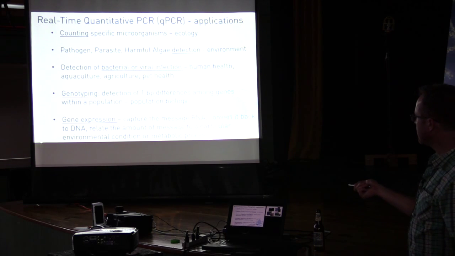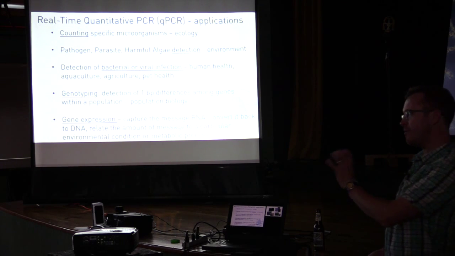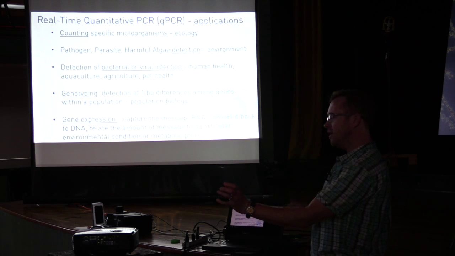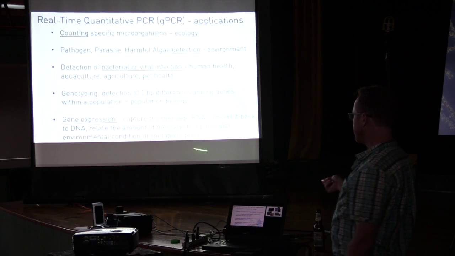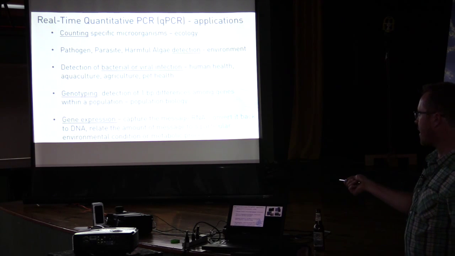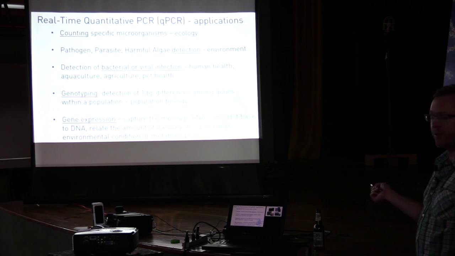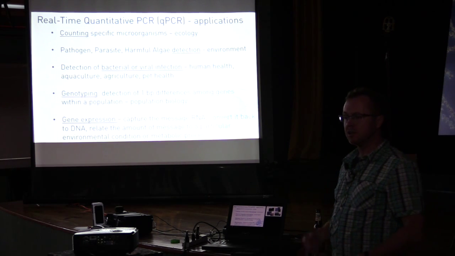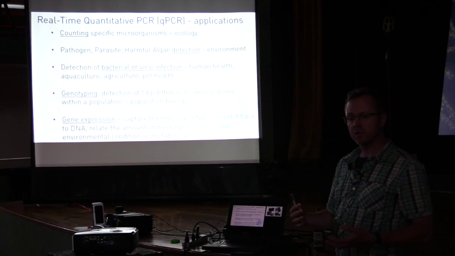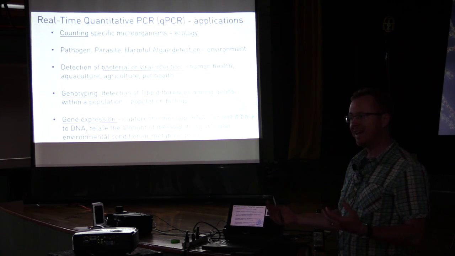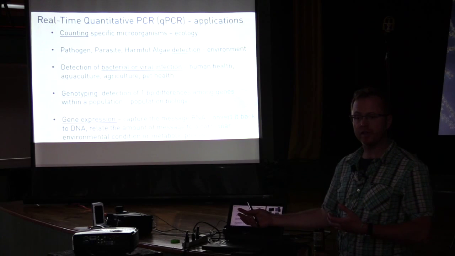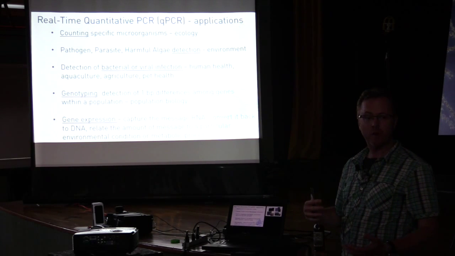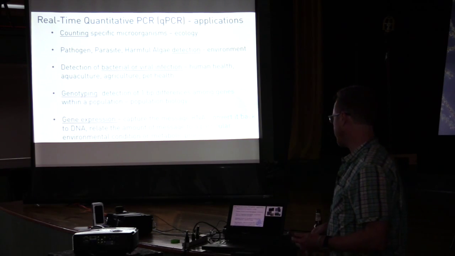And then we're also using it for studying gene expression. So one thing that I didn't tell you about is that you can capture the message in between the gene and the protein. So we extract the RNA, we convert it back to DNA, and then we can relate the amount of message to a particular environmental condition. So we can figure out how these organisms are making a living in the environment and what's causing them to turn on particular genes at a particular time or shut them off, as the case may be.